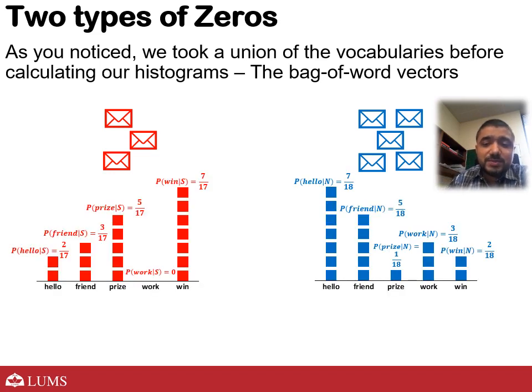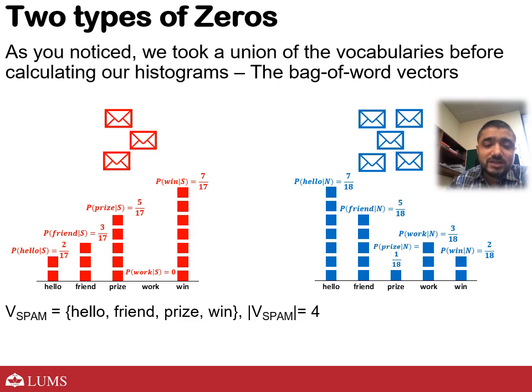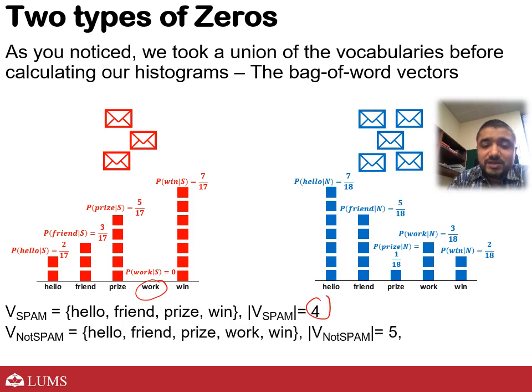राइट. सो फॉर एग्जांपल ये हमारे पास जो है वो हिस्टोग्राम्स आई थी, ये हमारे पास बैग ऑफ वर्ड्स के वेक्टर्स आए थे और प्रोबेबिलिटीज हमने निकाली थी. सो इसमें हमारी जो स्पैम की वोकैबुलरी थी उसमें हेलो था, फ्रेंड था, प्राइस था और विन था. वर्क नहीं था. एज यू कैन क्लियरली सी वर्क इसके अंदर मौजूद नहीं था, दैट्स वाई वो यहाँ 0 था, तो लिहाजा इसकी वोकैबुलरी 4 थी. और नॉट स्पैम की वोकैबुलरी 5 थी, उसमें हेलो, फ्रेंड, प्राइस, वर्क और विन सारे के सारे वर्ड एग्जिस्ट करते थे. सो दिस वाज द वोकैबुलरी ऑफ नॉट स्पैम.